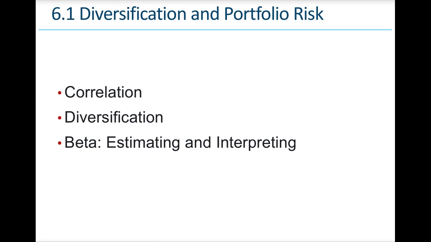Let's just talk about correlation, diversification, and beta. These are all very core concepts to this chapter and to portfolio theory, because they all center around portfolio risk. A lot of what portfolio theory does is manage the risks of groupings of different assets.